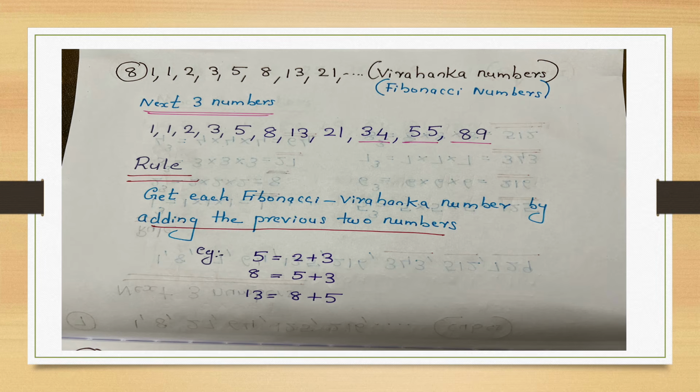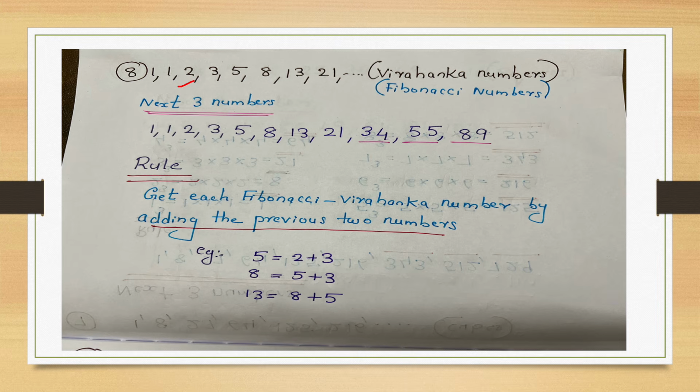Next sequence 1, 1, 2, 3, 5, 8, 13, 21. Virahanga numbers or Fibonacci numbers. Then what's the rule here? Get each Fibonacci or Virahanga number by adding the previous two numbers. By adding the previous two numbers, we will get the next Fibonacci number. So, how did you get 2? By adding the previous two numbers. So, 1 plus 1, 2.